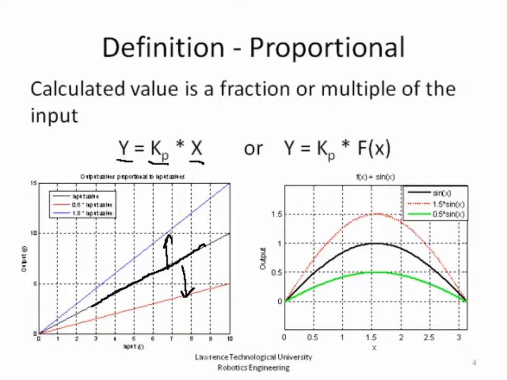I can also look at something proportional to a function. Our output y is equal to our constant k sub p times some function of x. In this case, I've got a sine wave drawn in black, and the red and green lines, which are proportional to the output of that sine wave. Where the sine wave has a value of 1, this line is 1.5, and this line is 0.5. So that's what we mean when we say proportional.